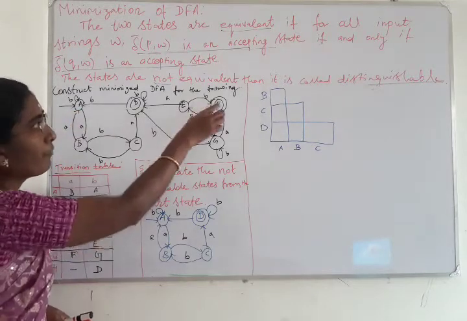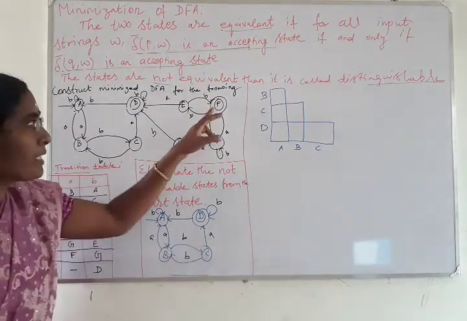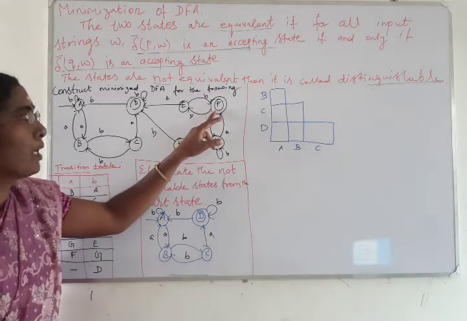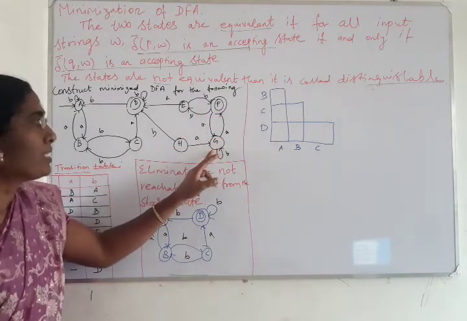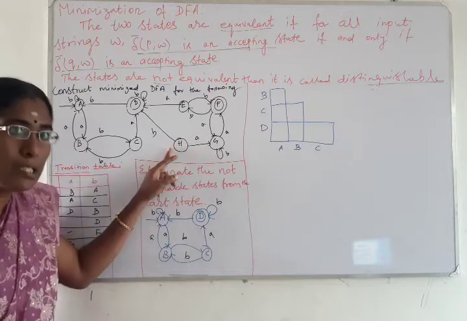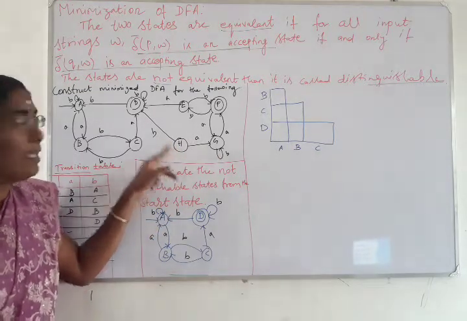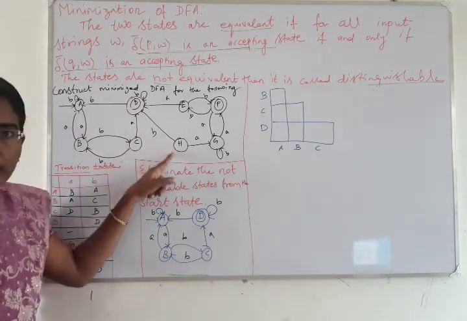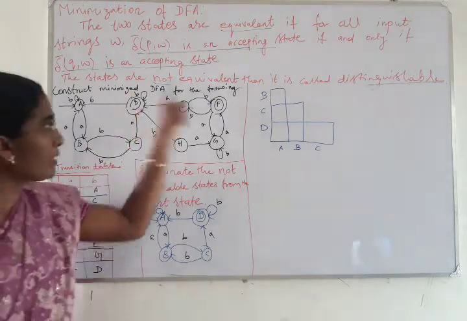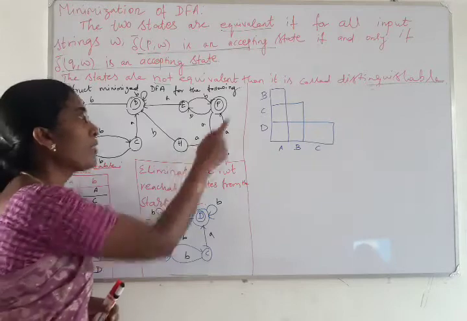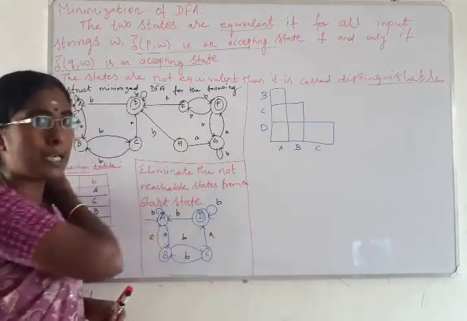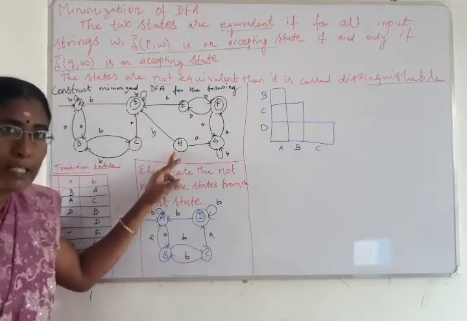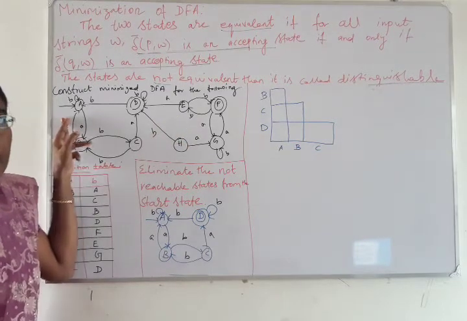Next thing is F. F is also not reachable. F has a transition from E, but E is itself not reachable from the start state. So F is also not reachable from the start state. G is also not reachable. And H is also not reachable from the start state. H has a transition to the state D, but there is no incoming transition from A, B, C, D to these remaining 4 states. So all these 4 states are not reachable from the start state. In this automaton, the states E, F, G and H are not reachable from the start state A.